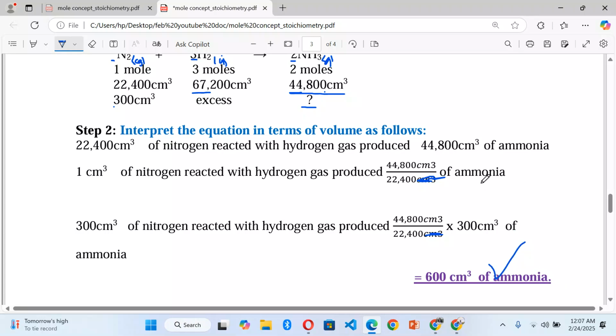Please make sure you always pause and you get this concept very, very well, so you get your scores.